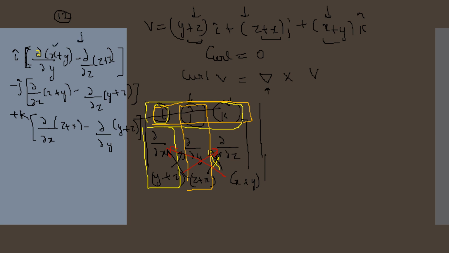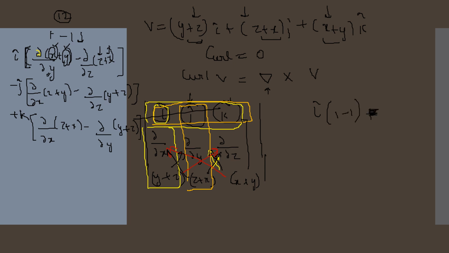It has x and y components. If you differentiate x with respect to y, it will give you 0. But y with respect to y will give you 1. Then z with respect to z will give you 1, and x with respect to z will give you 0, because it is partial differentiation, okay? So this is 1, this is 1. What is left? i times 1 minus 1.